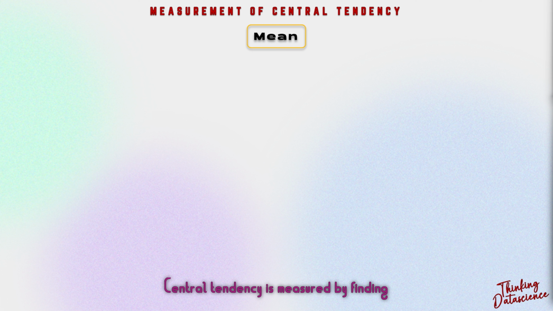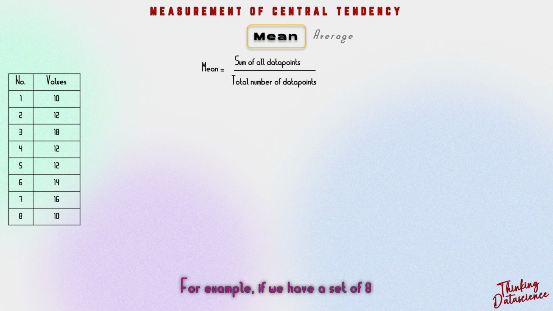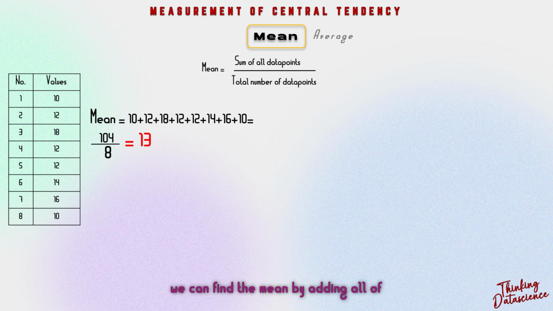Central tendency is measured by finding the mean, popularly known as average. This is the standard method used in statistics. To calculate the mean, add all the values together and divide by the number of data points. For example, if we have a set of 8 values, that is 10, 12, 18, 12, 12, 14, 16 and 10, we can find the mean by adding all of them and dividing by 8. Therefore, the mean of these 8 values is 13.